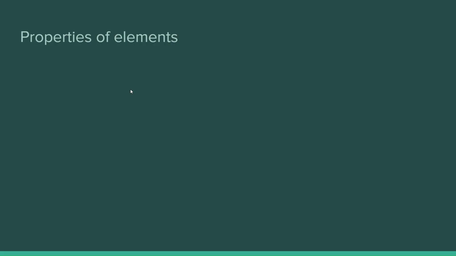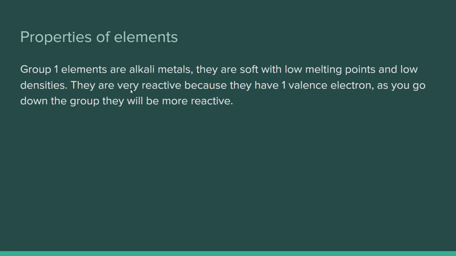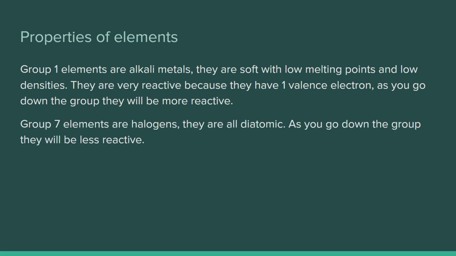Identifying reactions and products. So there's properties of elements. In a group, all the elements will have similar properties. So group 1 is the alkali metals. They're soft with low melting points and low densities. They're very reactive because they have one valence electron, which is the electron on the outer shell. As you go down the group, they'll be more reactive because the electron will be further from the nucleus, so it will be less attracted.